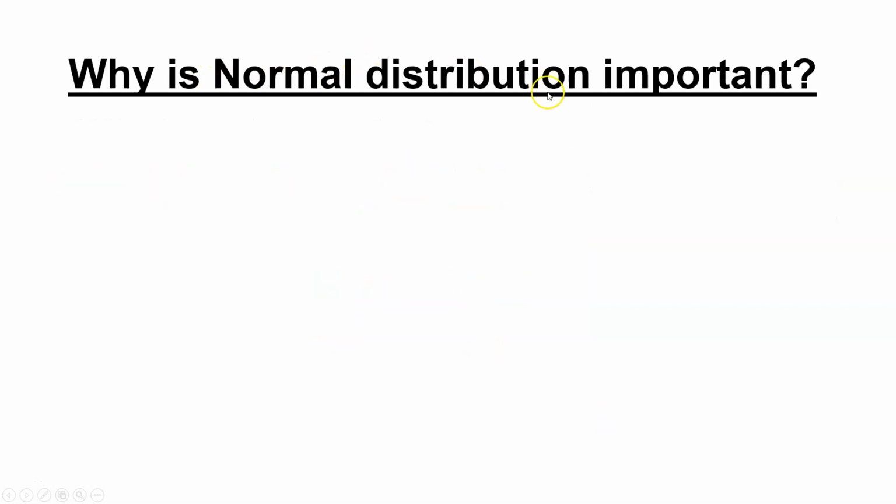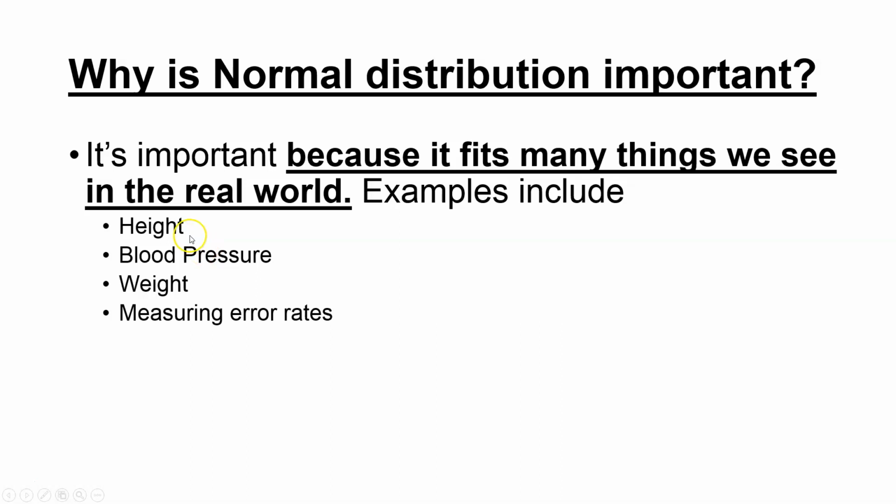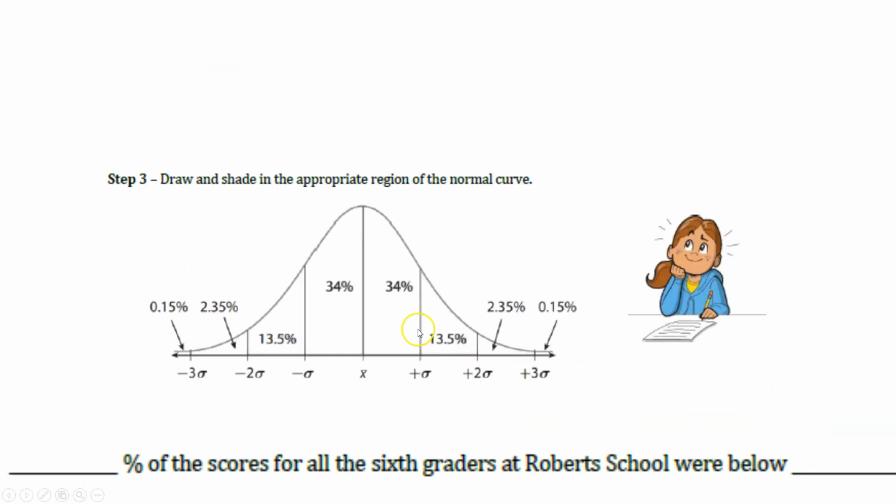Why is normal distribution important? It's important because it fits many things that we see in the real world. For example, the height of a person versus the weight of a person, or blood pressure, kind of follows a normal distribution pattern. So most people fall within this normal curve when it comes to height and weight. This is one of the ways we use this. Also for test scores or error rates or blood pressure, just to see if things are in the normal range. Hence the word normal.